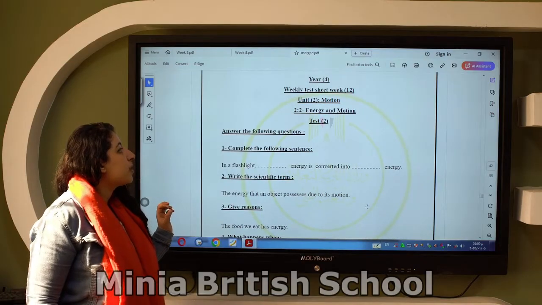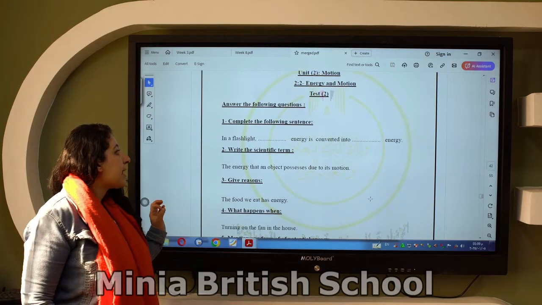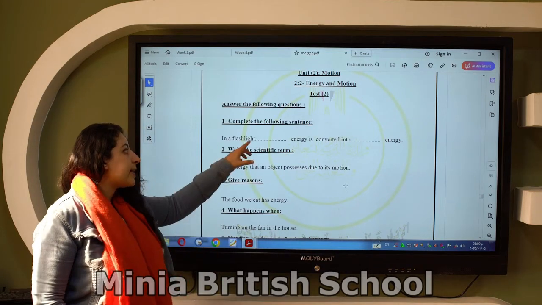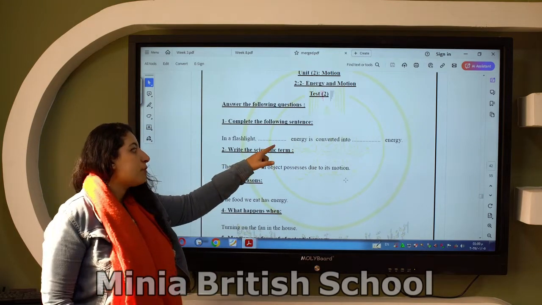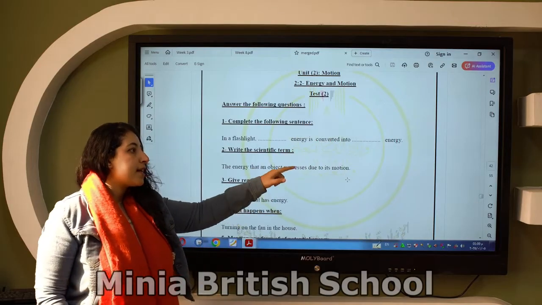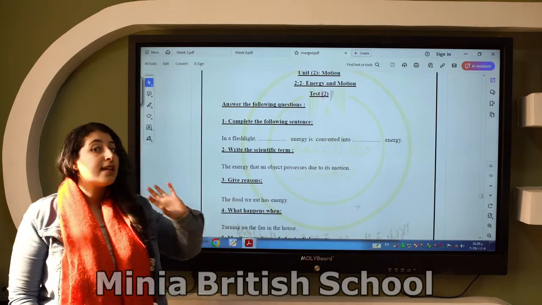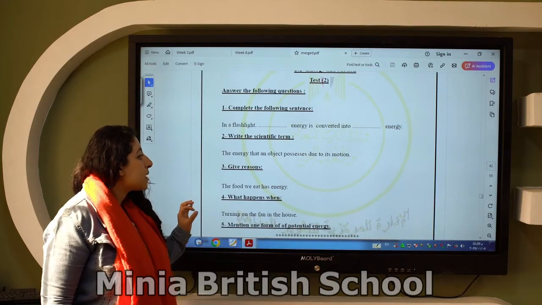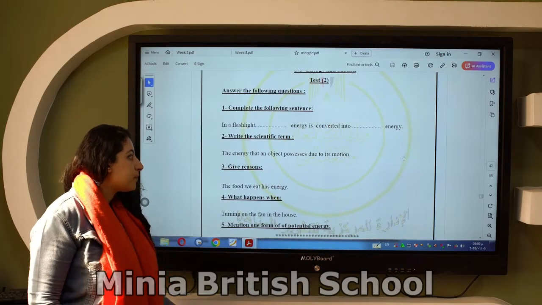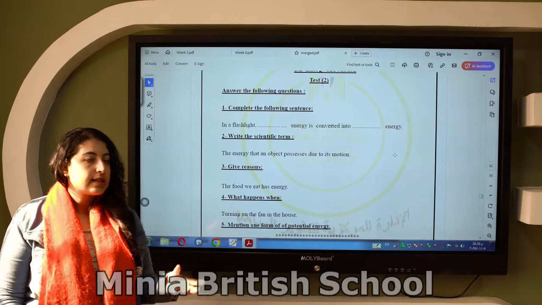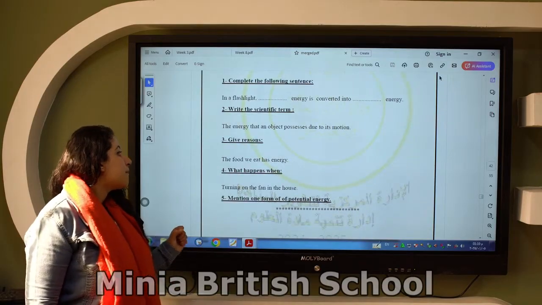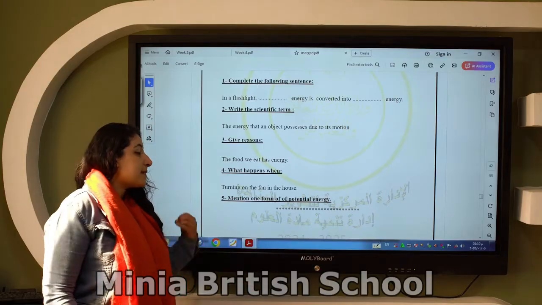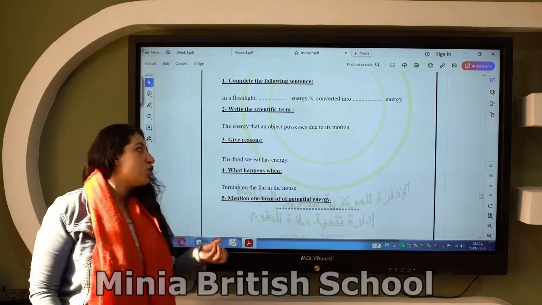Test 2. In week 12. In a flashlight, what energy is converted into what? Chemical energy in a battery is converted into light energy and thermal as a lost energy. Okay? The energy that an object possesses due to its motion, which energy? Kinetic energy. Give reason. The food we eat has energy because this food stores chemical potential energy.